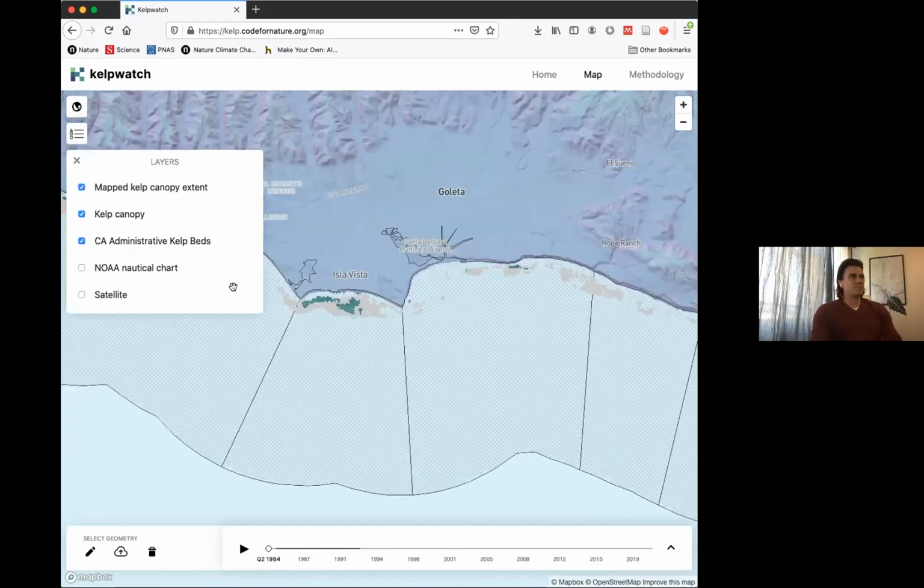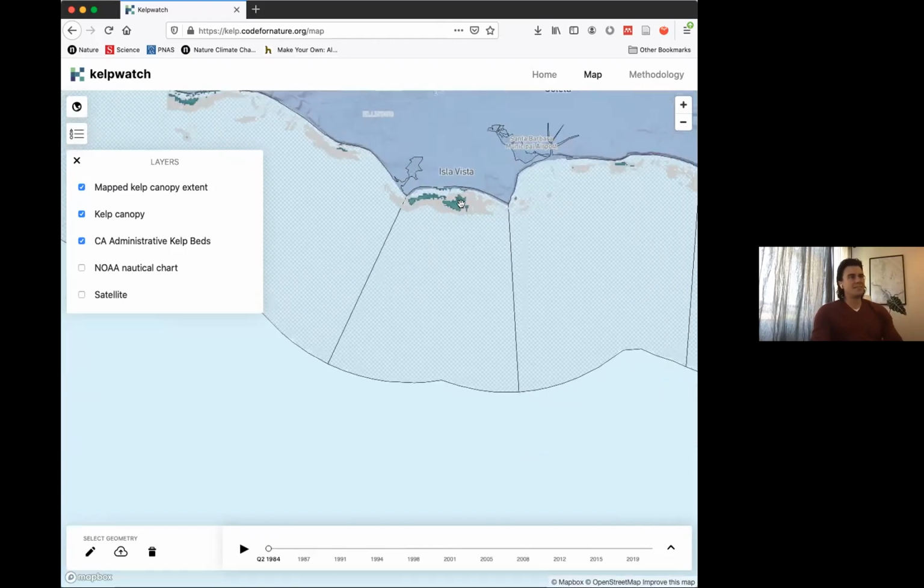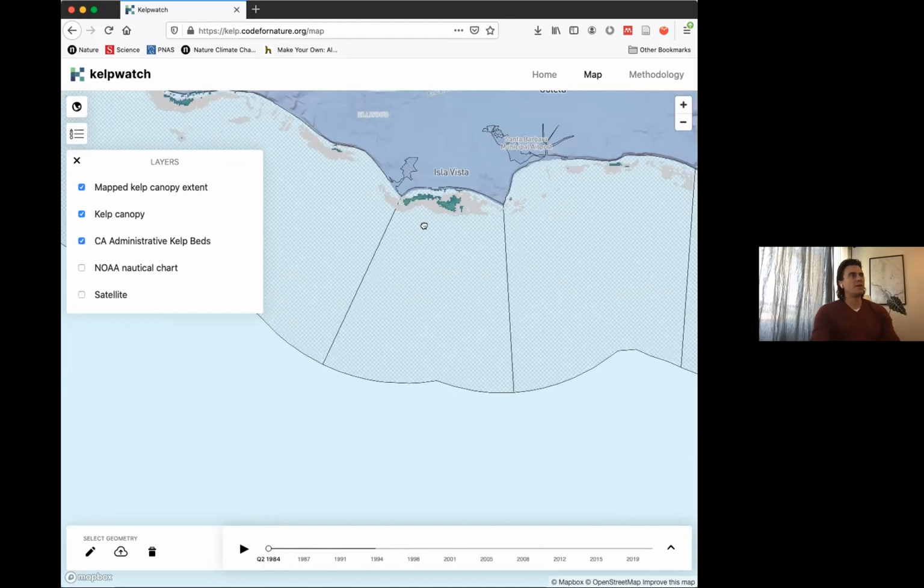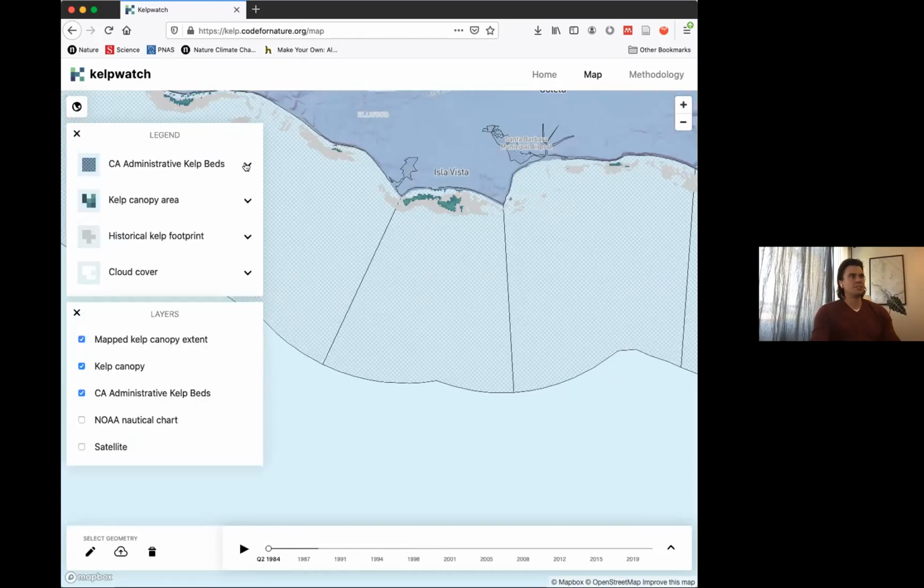What we're showing here is the extent of kelp as mapped by Landsat at different time periods. We're starting at Q2 of 1984, so this is spring of 1984. I'll go over the legend here.